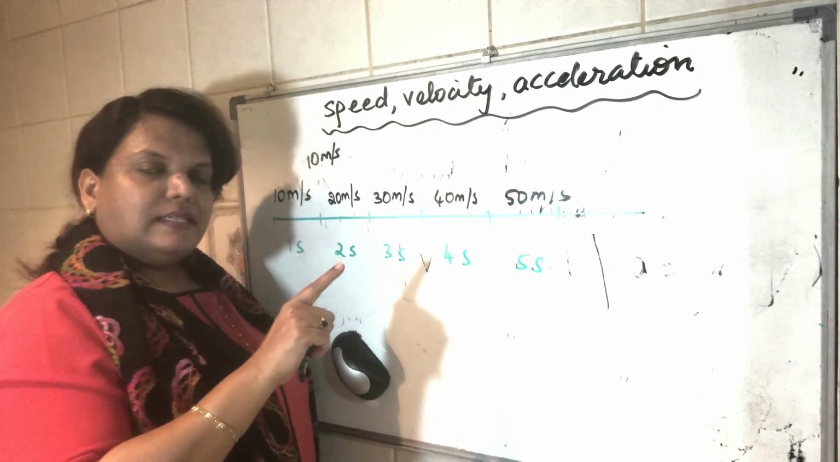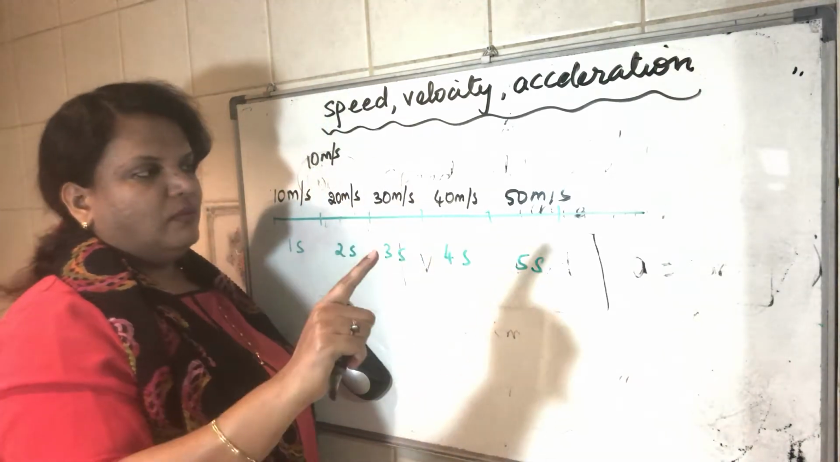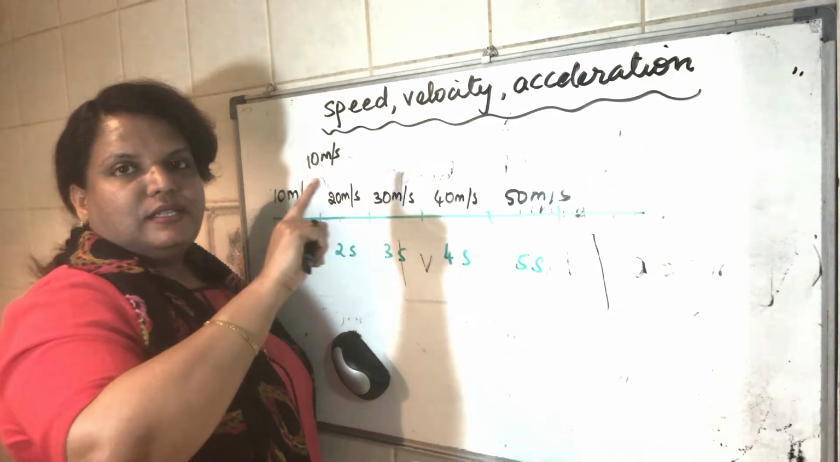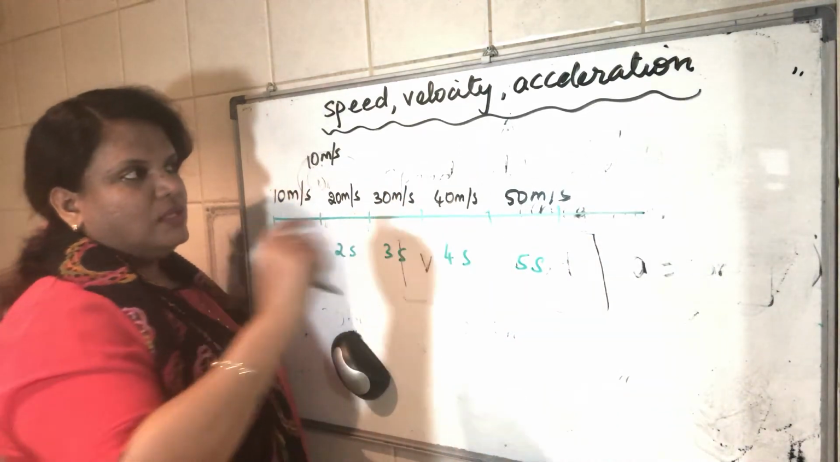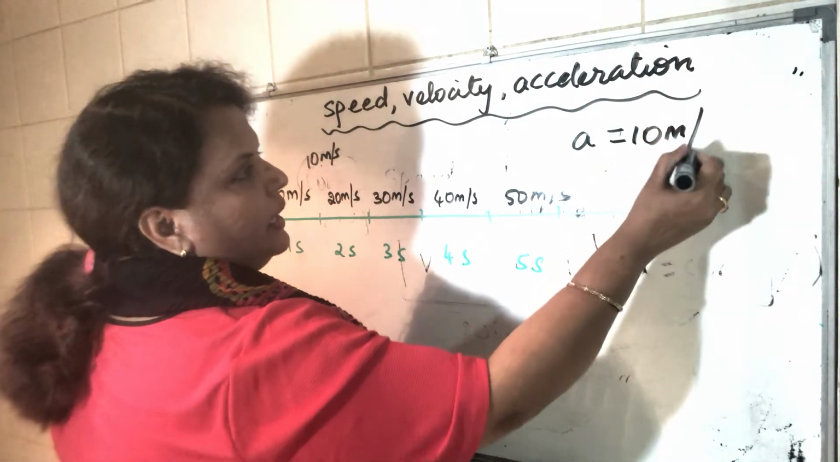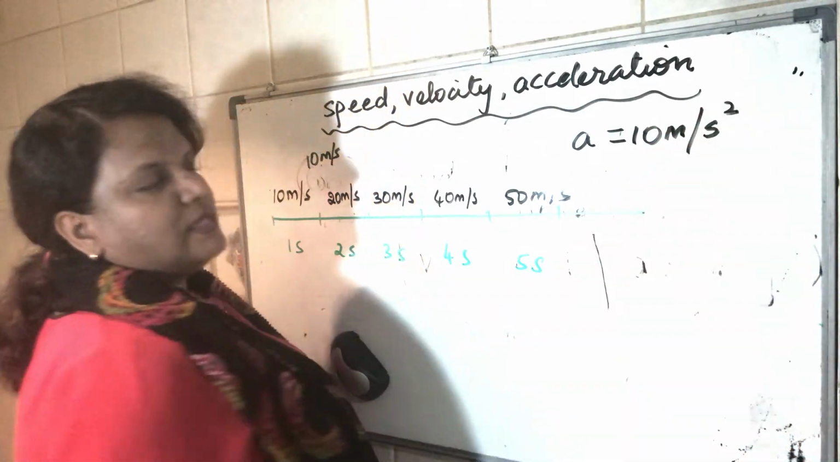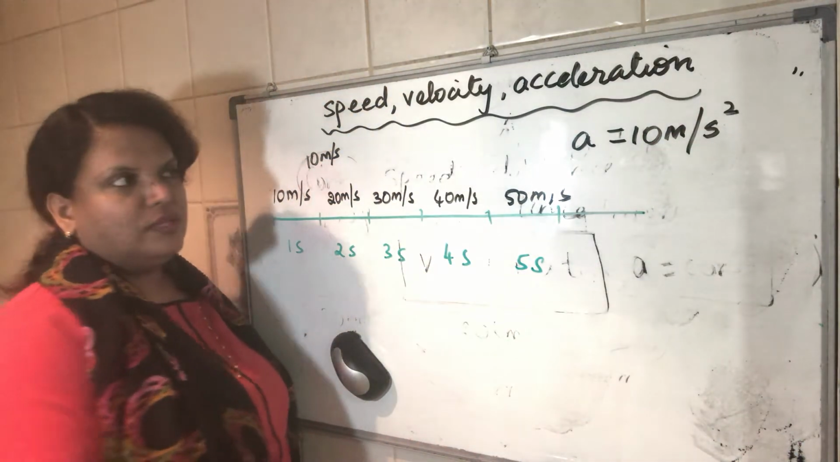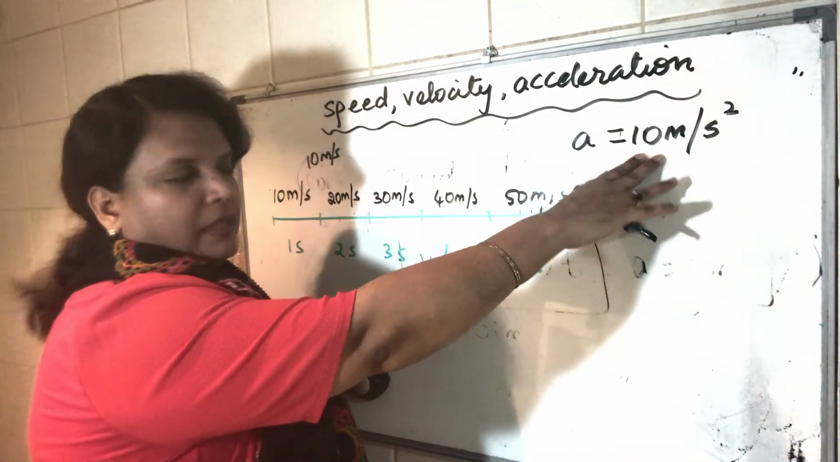How is it accelerating? It is accelerating uniformly, or constantly. What is that value? The speed is increasing by 10 meters per second for every second. So that value is constant here.